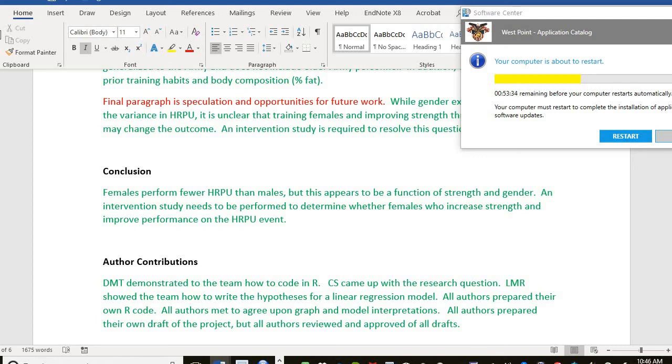So list that out. And I feel like this would be enough, and I wouldn't want three separate things to come from your team, but it is in the directions that three separate things are supposed to come out. And so I said all authors prepared their own R code. They want you to do that. All authors met and agreed upon the graph and model interpretations. All authors prepared their own draft of the project, but all authors approved the drafts that were coming out as a group. So you could do something like this. This gives you an idea of what that looks like.